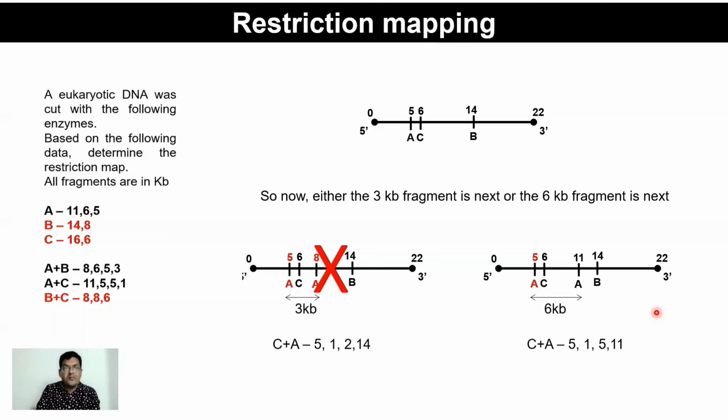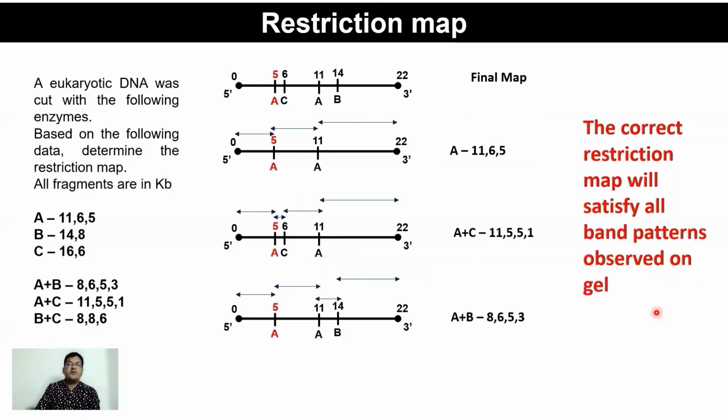So it would satisfy, but it is always good to cross check again. So here you are, this is the final map, and we first check for, let's say, a single digest with A. A gives you 11, 6, and 5. These are the positions of A here. So A1 is at 5 kb. 5 minus 0 is a 5 kb fragment. 11 minus 5 is your 6 kb fragment. And then 22 minus 11 is your 11 kb fragment. So it satisfies all the conditions for A.